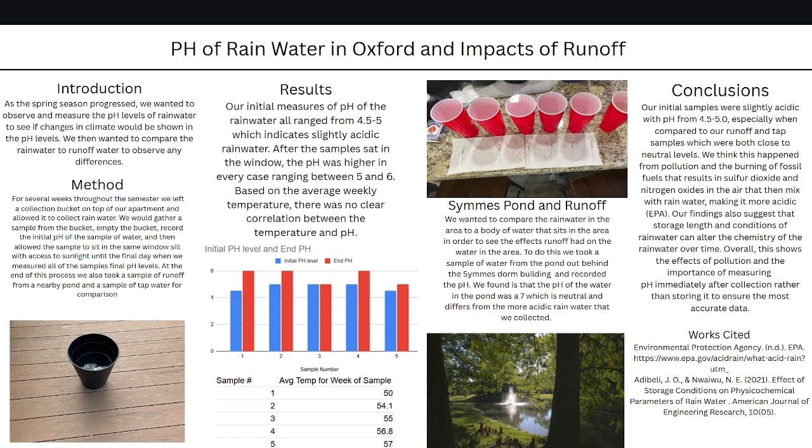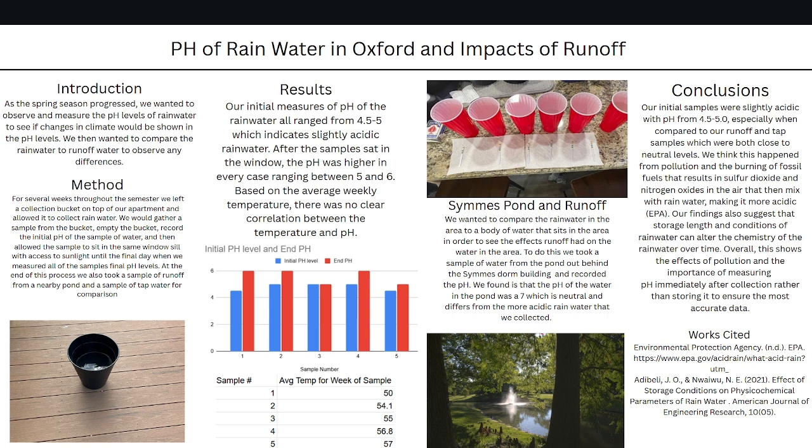Our findings also suggest that storage length and conditions of rainwater can alter the chemistry of rainwater over time, which makes this a very important factor to consider when doing anything concerning analyzing rainwater or studying it. It just goes to show how important it is to get the pH levels immediately rather than letting them sit or store them pretty much anywhere for an extended period of time. And this is also just the best method to ensure the most accurate data and precise numbers.